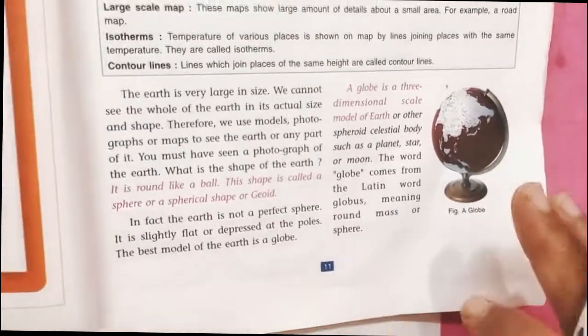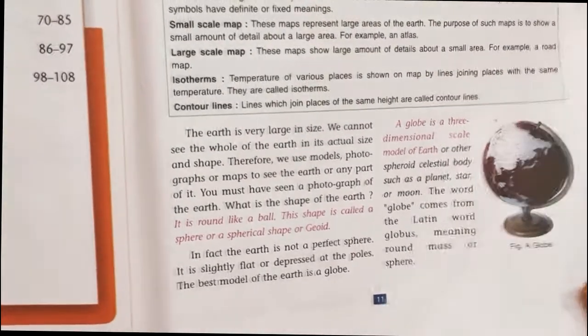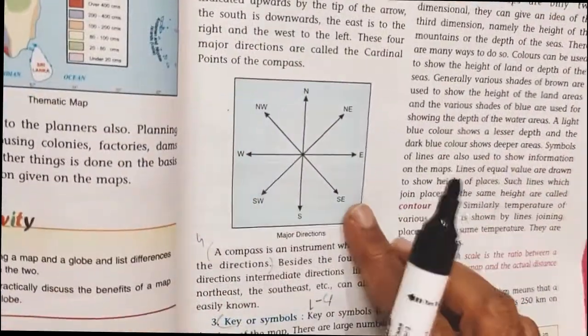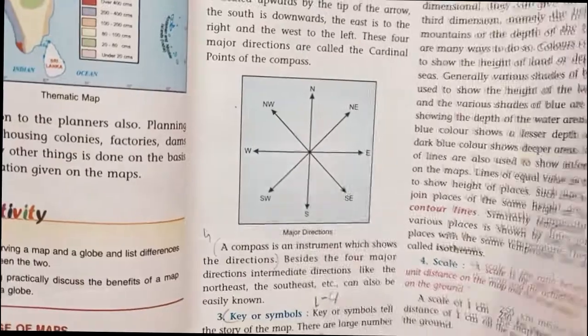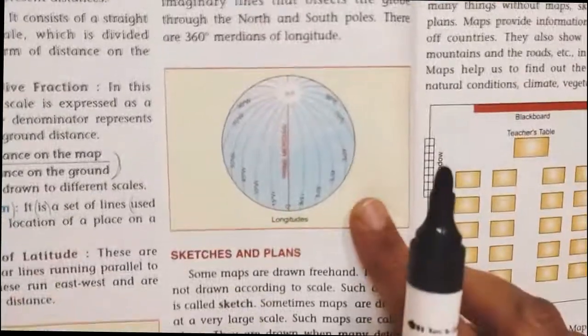Now children, your homework is to draw these diagrams. Number 1. Globe. Number 2. Major directions. Number 3. Latitudes. And number 4. Longitudes.